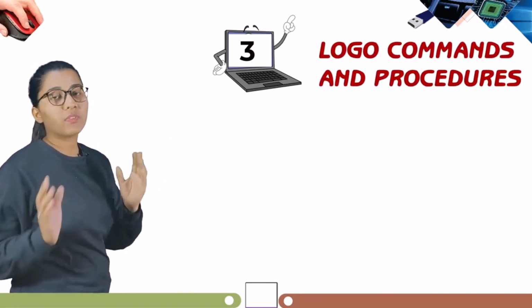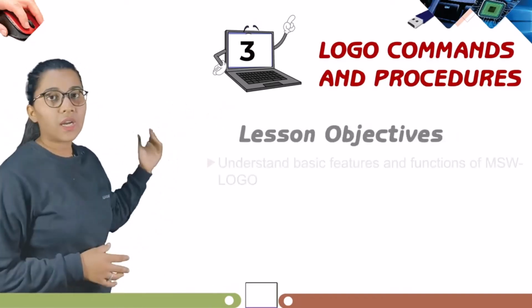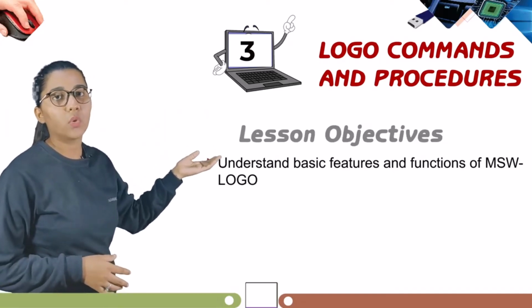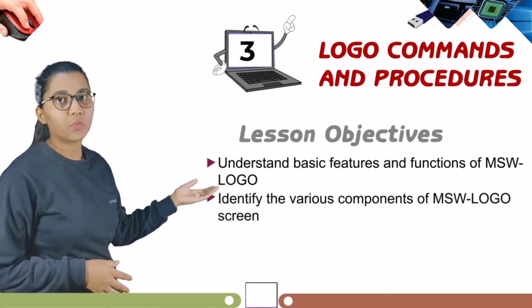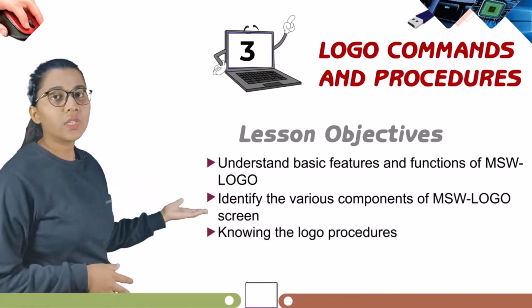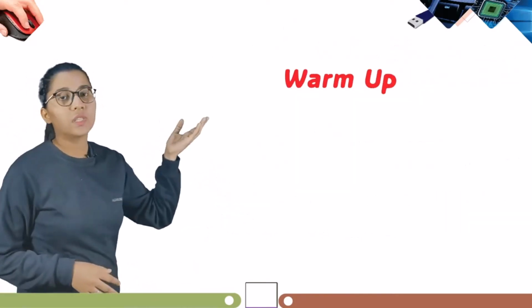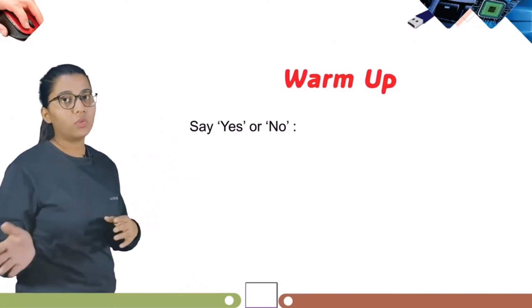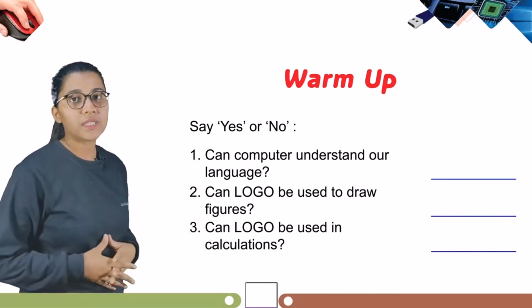So students, before we start our chapter, we have some lesson objectives. Understand basic feature and function of MSW Logo. Identify the various components of MSW Logo screen. Knowing the Logo procedures. Now we have some warm-up questions, that is say yes or no. You have to write yes or no in the given blank. First, can computer understand our language?